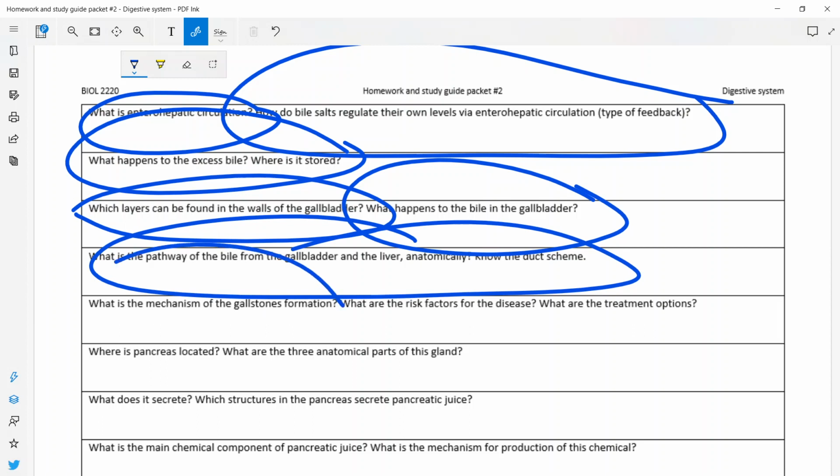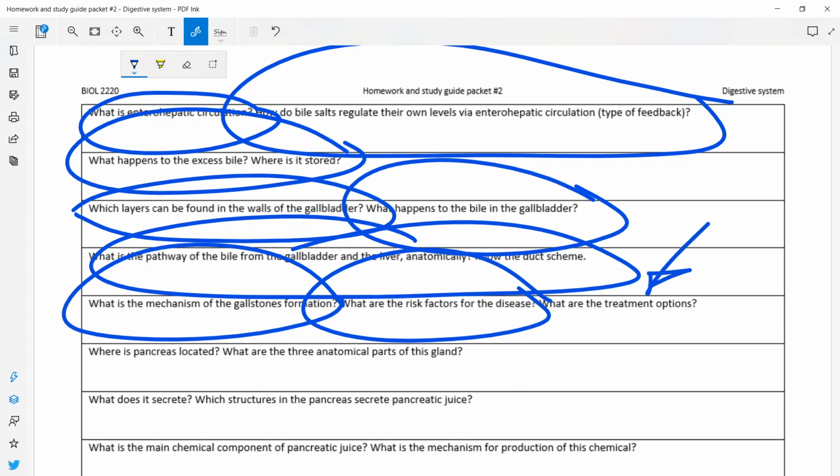Gallstones, overconcentrated bile. Cholesterol starts to precipitate together with calcium usually. So risk factors, obesity, lack of movement, and all those kinds. Treatment, removal of gallbladder. Pancreas, know the anatomy of the pancreas.